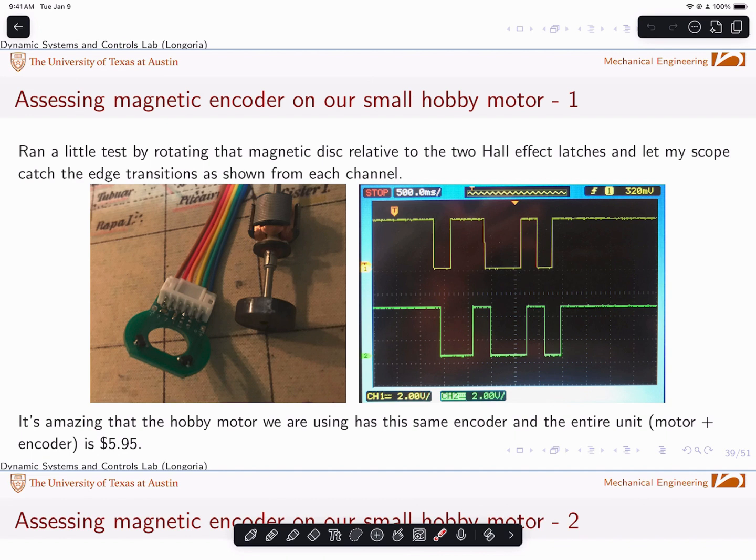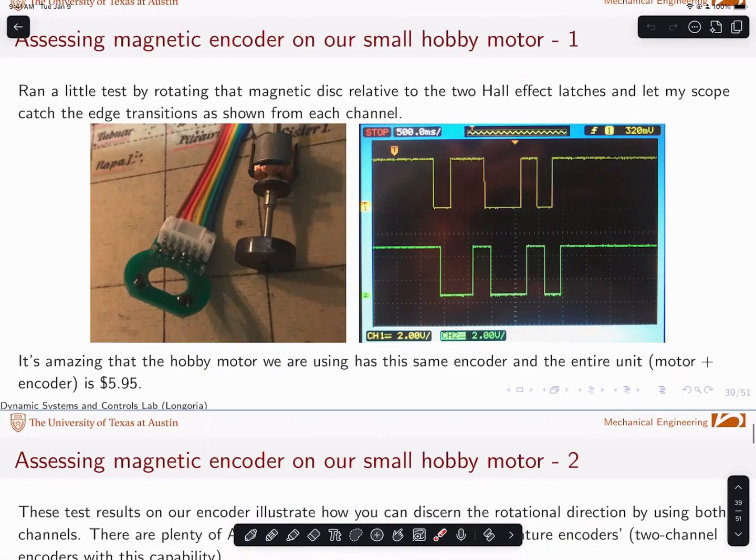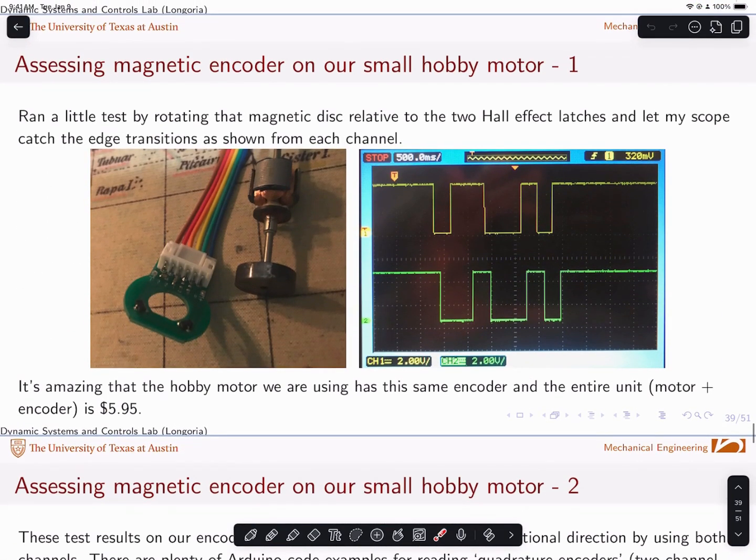It's not necessary for you to go into too much detail on that, and you can see that what you have to do is look at each channel to see how they're out of phase to determine which direction you're going, right? Pretty amazing. What I was going to say is this little hobby motor that we use has an encoder. The whole package is $5.95, and you saw that this encoder on its own is almost $9. So it's a pretty nice little package to have this encoder packaged with a motor for our use in the lab, which is why I like to use it.